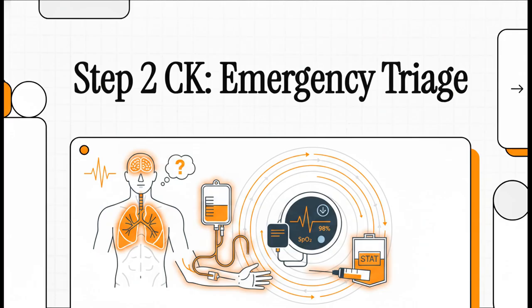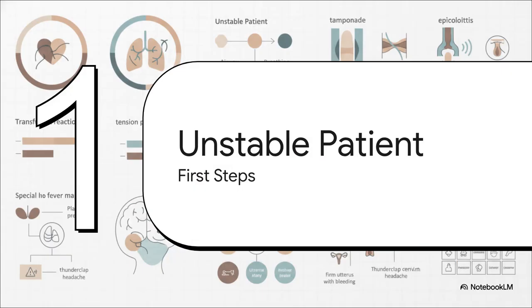You put them on a monitor, give oxygen, establish large bore IV or IO access, check their glucose if they're altered, and get an ECG if you're worried about cardiac or toxic issues. The whole point is to treat immediately reversible threats. Do not, under any circumstances, send a crashing patient to the CT scanner. Section 1. Unstable patient first steps.